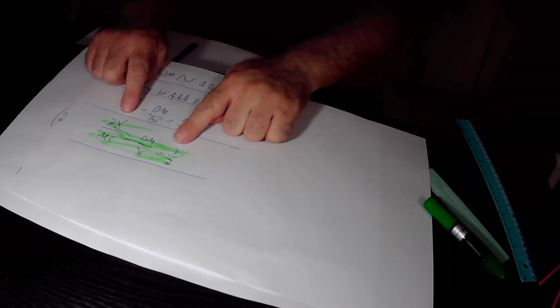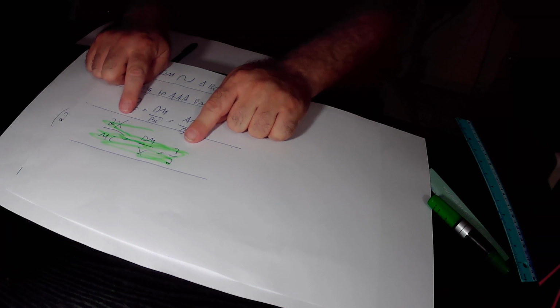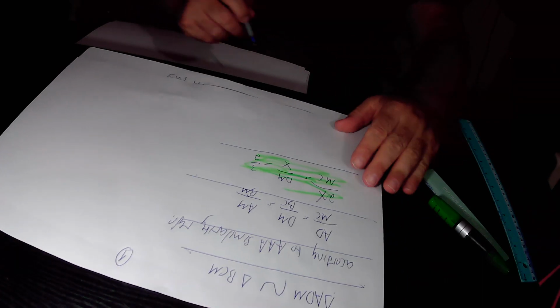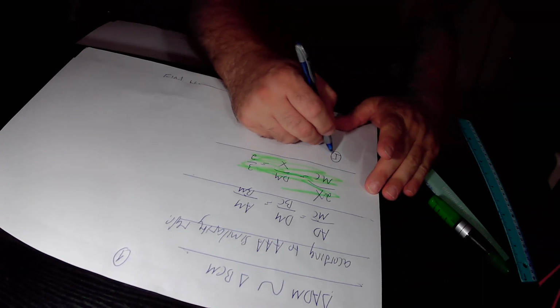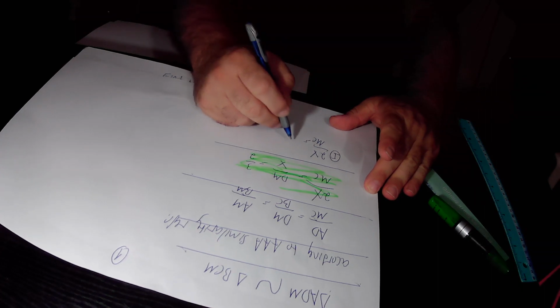So those two expressions are equal to each other, therefore we create equation 1 from those two expressions. So according to equation 1, we get that 2x over MC equals 3/2. So I write it down. 2x over MC equals 3/2.